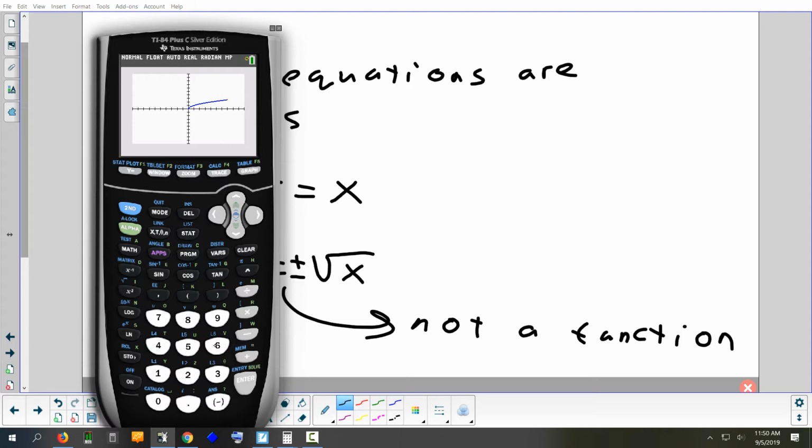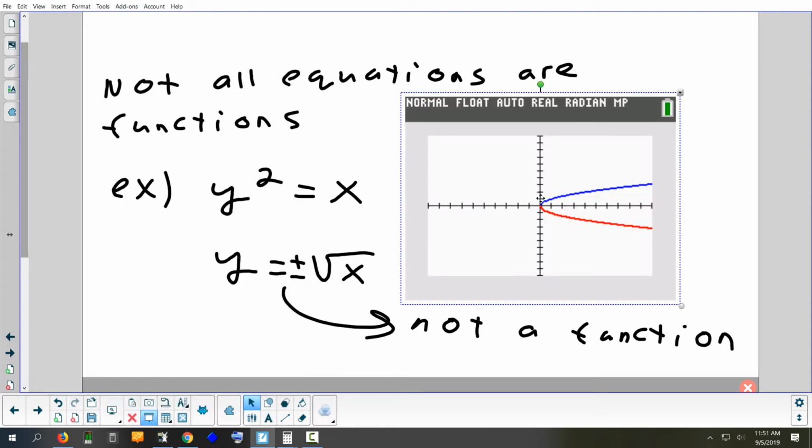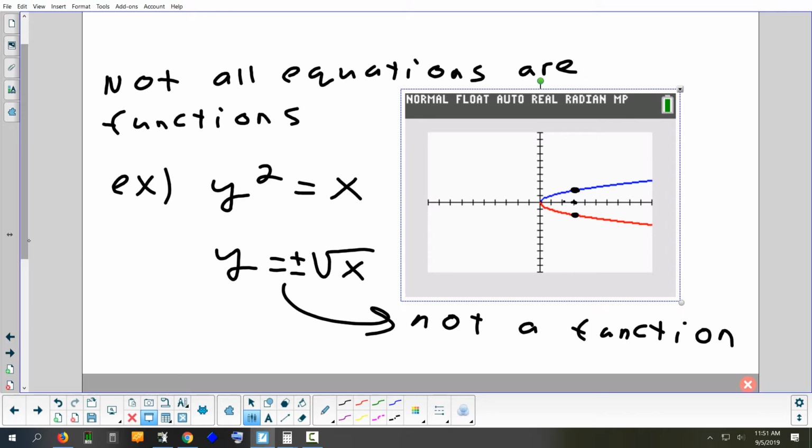Okay, there's the positive. Now watch the negative. That's not a function. Not a function. Because when x is, I don't know, 3, I could be here or here. Each x value doesn't have just one y value, it has 2. That's a problem.